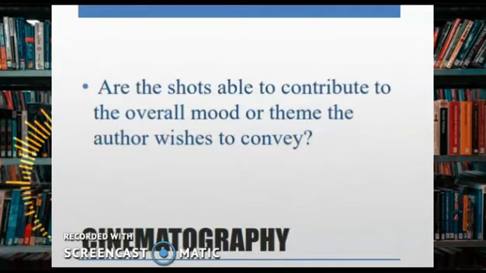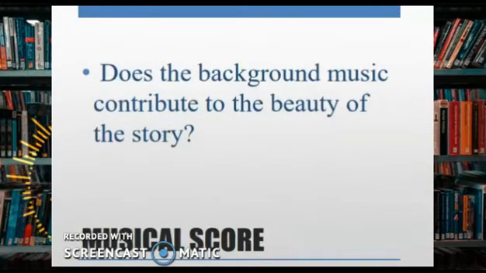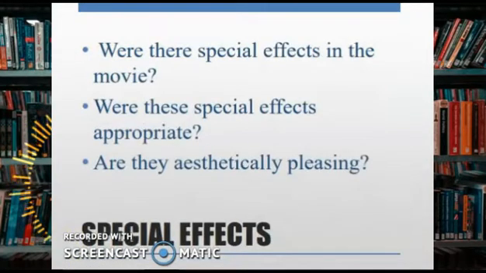whether they are appropriate on the scene or not. Next, we also need to consider the music or the song used in the film or the movie. Does it contribute to the beauty of the story or not? Does it have something to do with the scene or not? We also need to check the special effects used in the movie or the film. Are they appropriate or not?